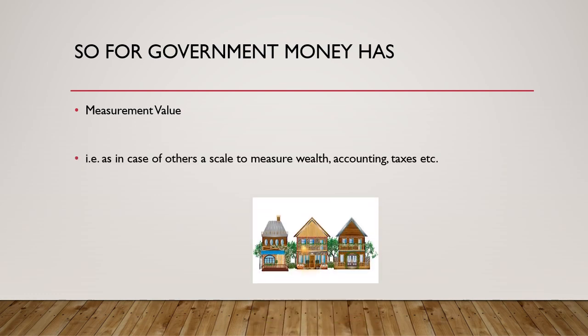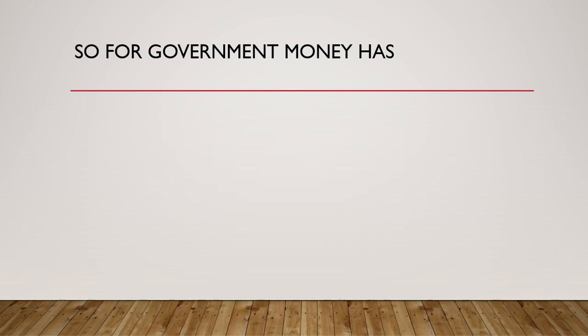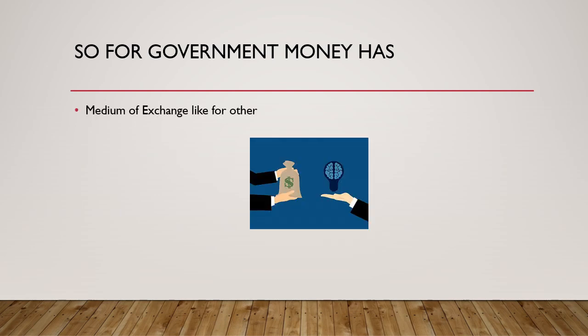Like for us, it measures its wealth, taxes, etc. using money. It's like a scale, like we measure distance in kilometers and miles. Money also for the government has a medium of exchange value, wherein it can buy goods and services using money.